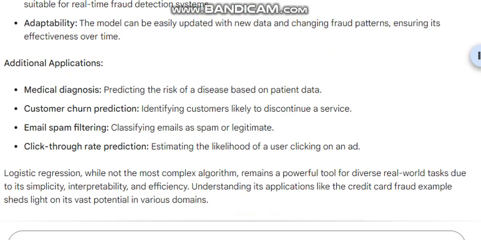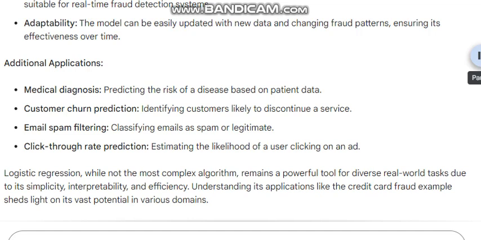Additional applications. Medical diagnosis. Predicting the risk of a disease based on patient data. Customer churn prediction. Identifying customers likely to discontinue a service. Email spam filtering. Classifying emails as spam or legitimate. Click-through rate prediction. Estimating the likelihood of a user clicking on an ad.